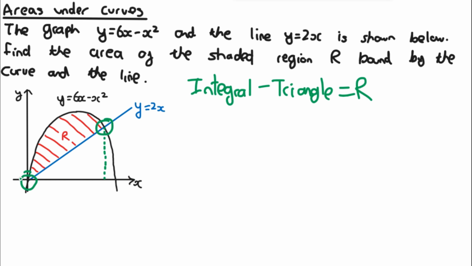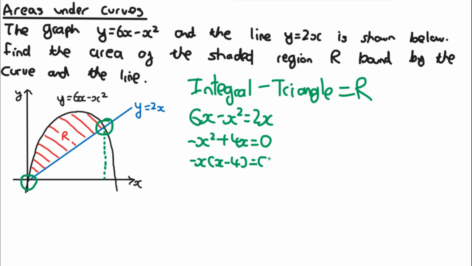So first of all, we're going to need to find these points. So it's going to be when 6x minus x squared is equal to 2x. So this is going to be minus x squared plus 4x is equal to 0. Factor out minus x to get minus x of x minus 4 is equal to 0. So x is equal to 0 and 4. So it's 0 here and then 4 here.